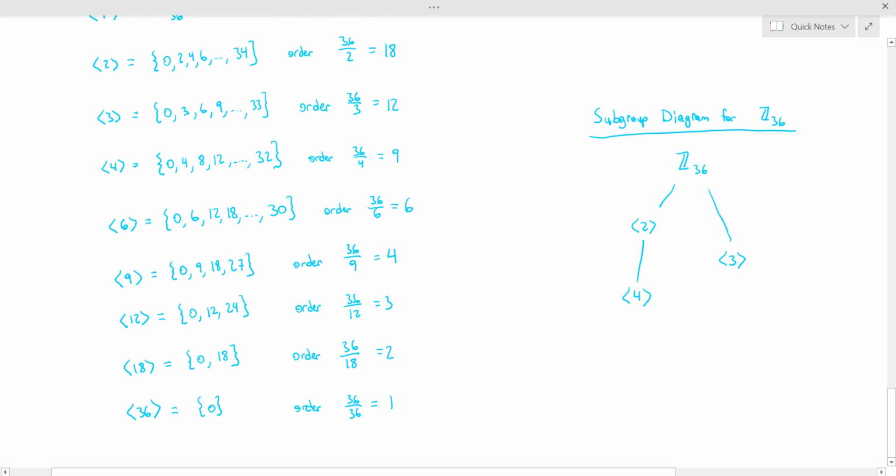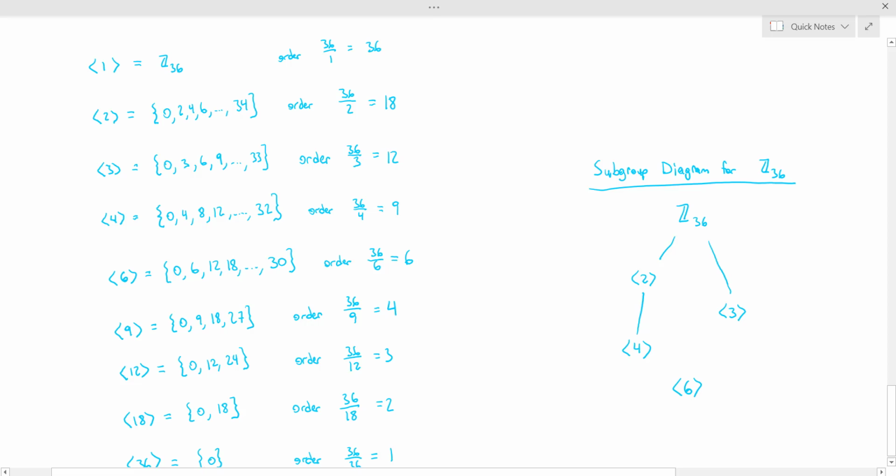Next we have 6. Let's see here, where does 6 go? Further down, because it's even smaller. But maybe notice this time that all the multiples of 6 will appear in both the cyclic subgroup generated by 2 and 3. All the multiples of 6 are in both of them. So I want to draw a line connecting this subgroup to both of these two cyclic subgroups, okay? Because the cyclic subgroup generated by 6 is a subgroup of both of these two.